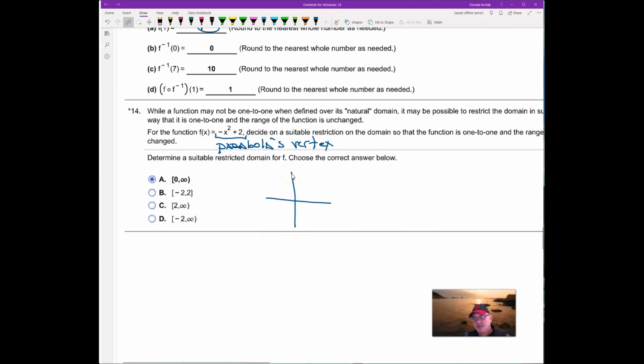So that parabola looked like that, and this was the point (0, 2). So the right side of that, out of the choices here, is A. Okay, that's what we would pick.